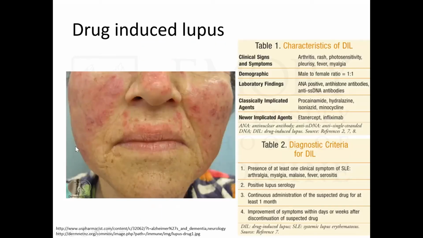This is what drug-induced lupus looks like. A lot of the features are fairly similar, although there are some differences in the phenotype of drug-induced lupus compared to conventional autoimmune lupus. But again, drug-induced lupus is one of the sort of board review kinds of questions that come up for Procainamide.